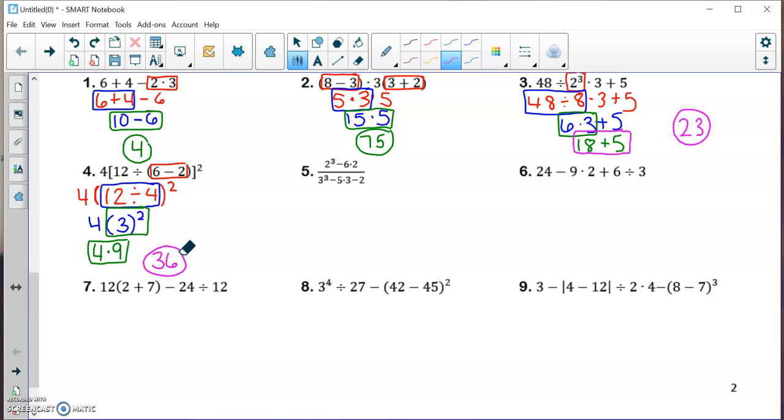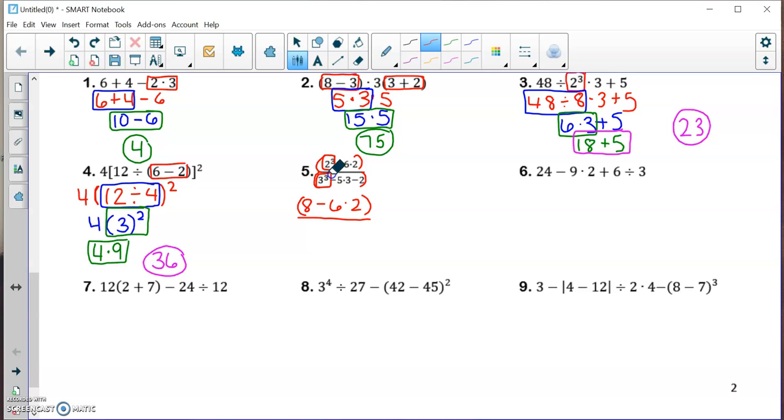Now number 5 is a little bit different, because number 5, technically, there are imaginary parentheses around the numerator and the denominator. So we need to simplify the numerator and the denominator separately, and then we can do the division. So, starting with my numerator, I'm going to first take care of the exponents. Remember, a 2 to the 3rd power from number 3 was an 8. Minus a 6 times a 2. And if it helps, you can keep the numerator in parentheses, even though technically they're imaginary and they're not really there. That's up to you.